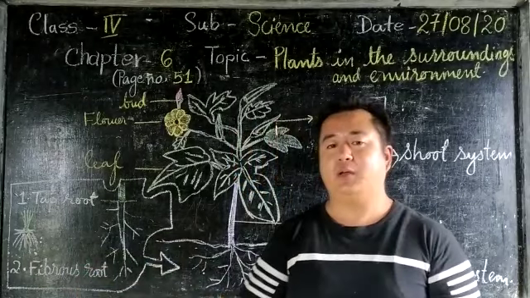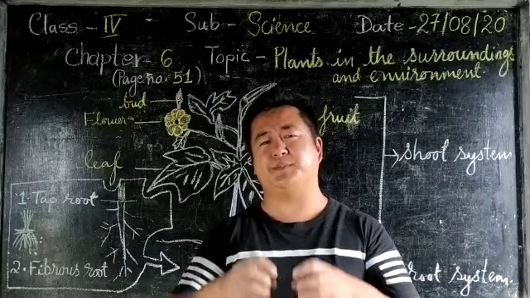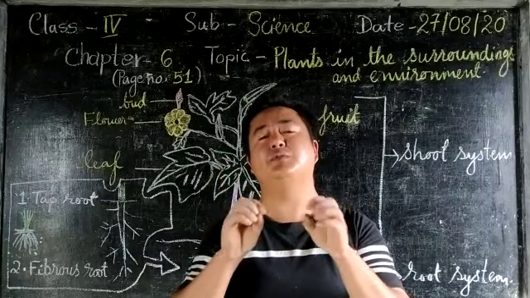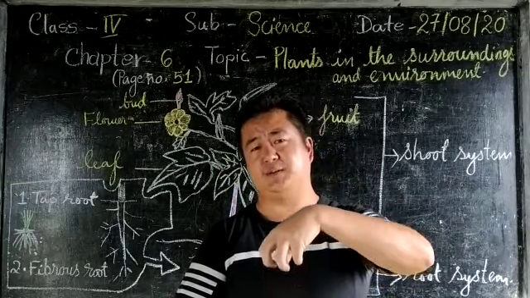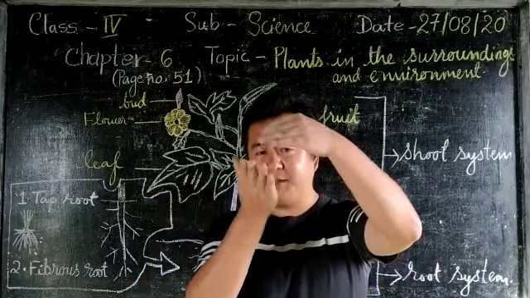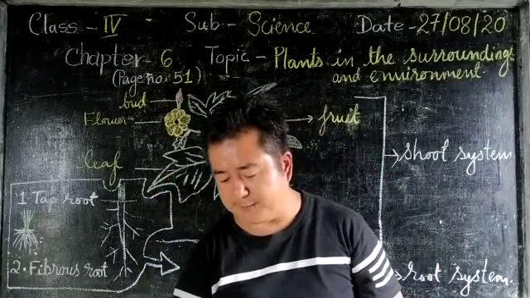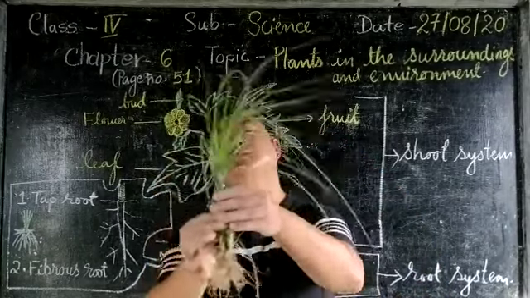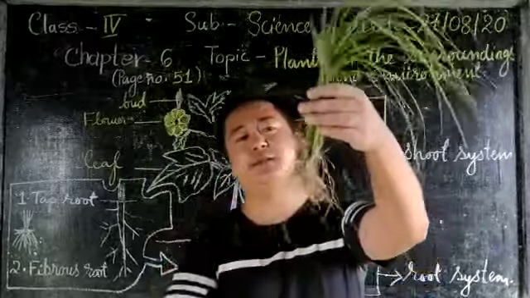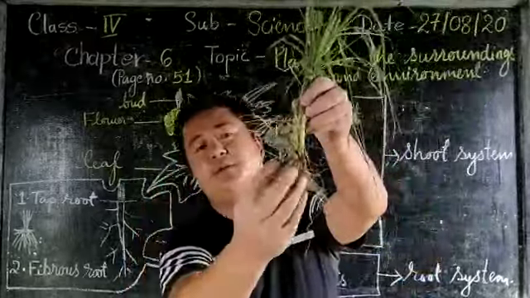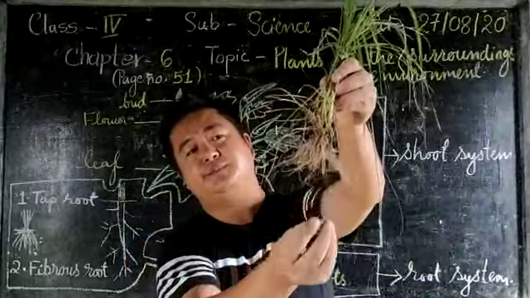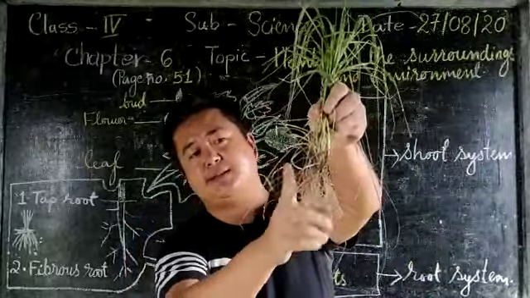Fibrous root consists of several roots which grow in different directions, especially from the base. For that I brought the examples here. This is one of the plants that I found. See here, several roots are grown from the base.